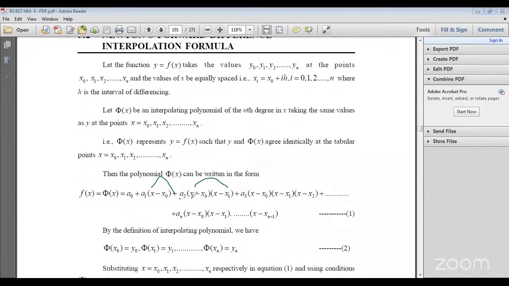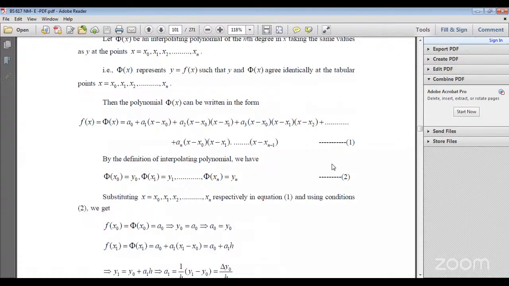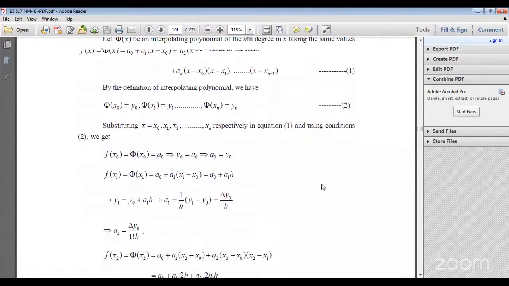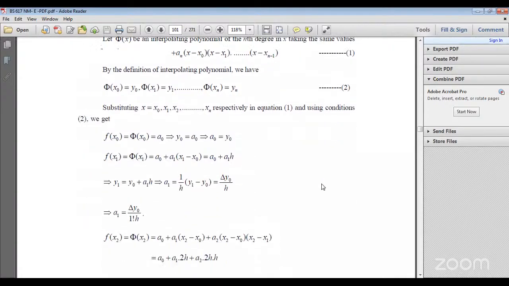Then the next terms: a2 times (x minus x0) (x minus x1), and the third condition, a3 times (x minus x0) (x minus x1) (x minus x2), and so on, plus an times (x minus x0) (x minus x1) (x minus x2) up to (x minus xn minus 1). By the definition of the interpolating polynomial, phi of x0 is equal to y0, phi of x1 is equal to y1, phi of xn is equal to yn. So I am substituting these values x0, x1, x2, xn respectively in the equation, using the conditions. Phi of x0 gives a0.